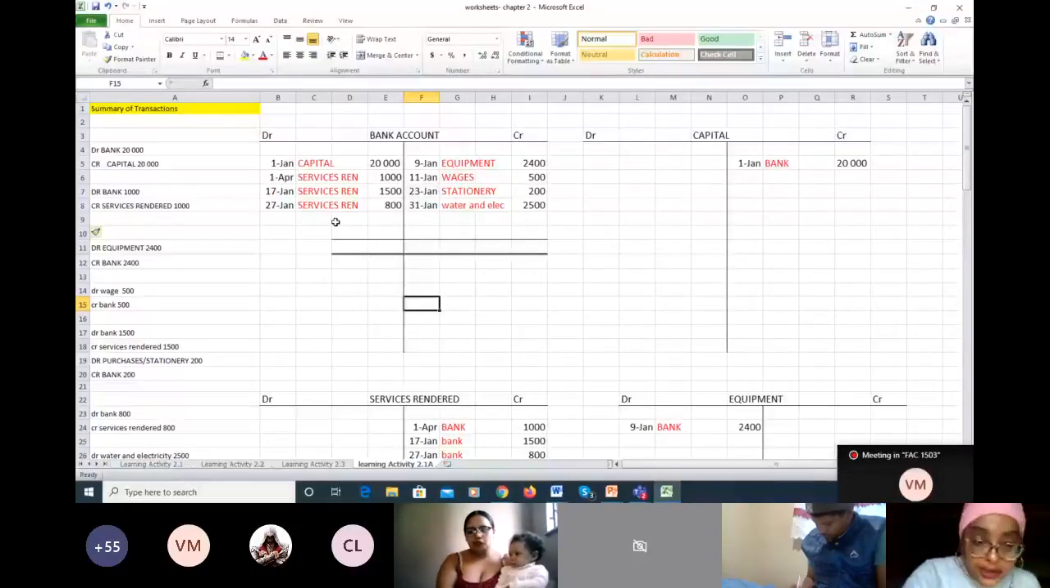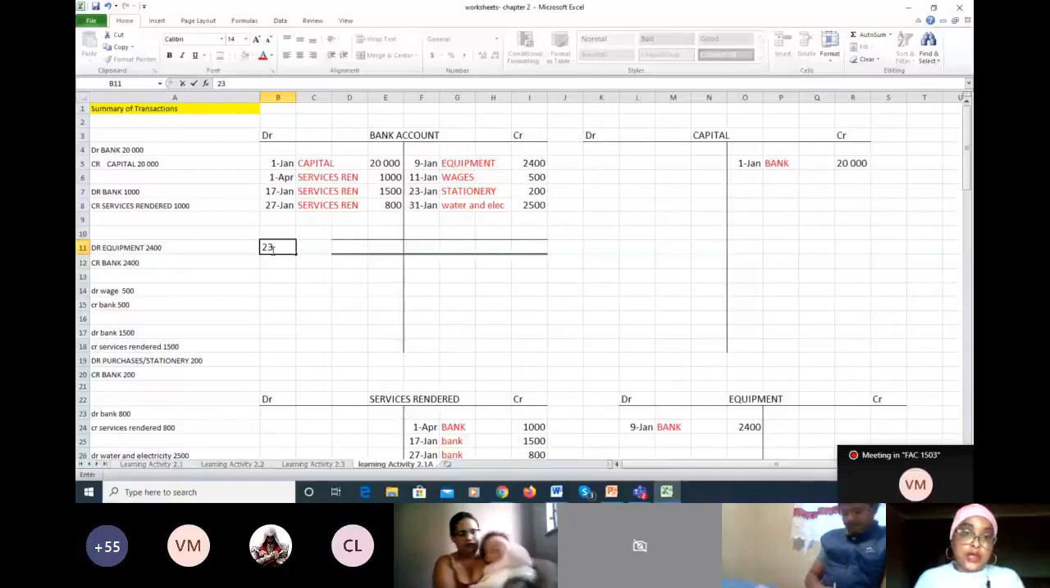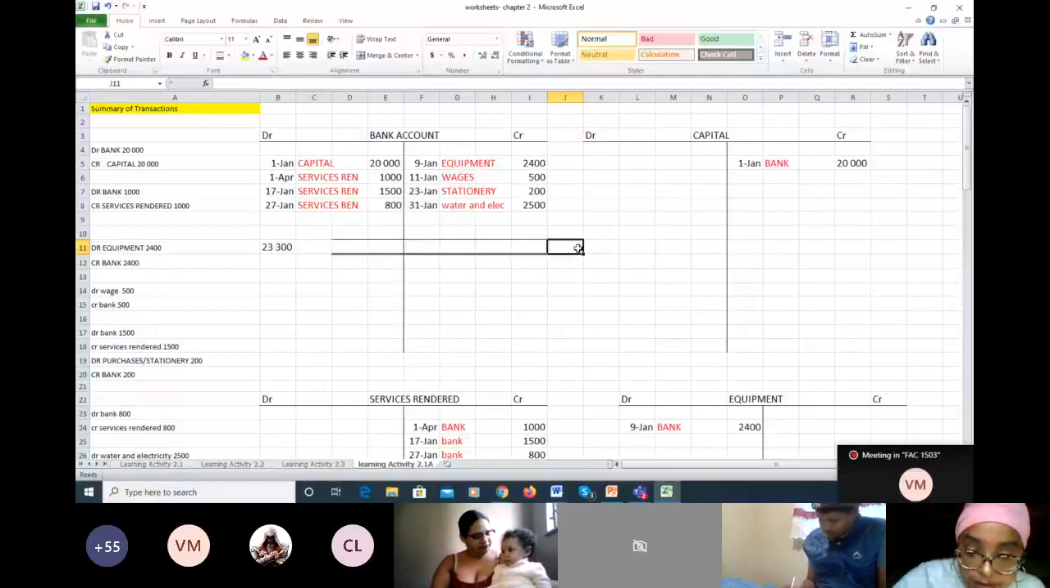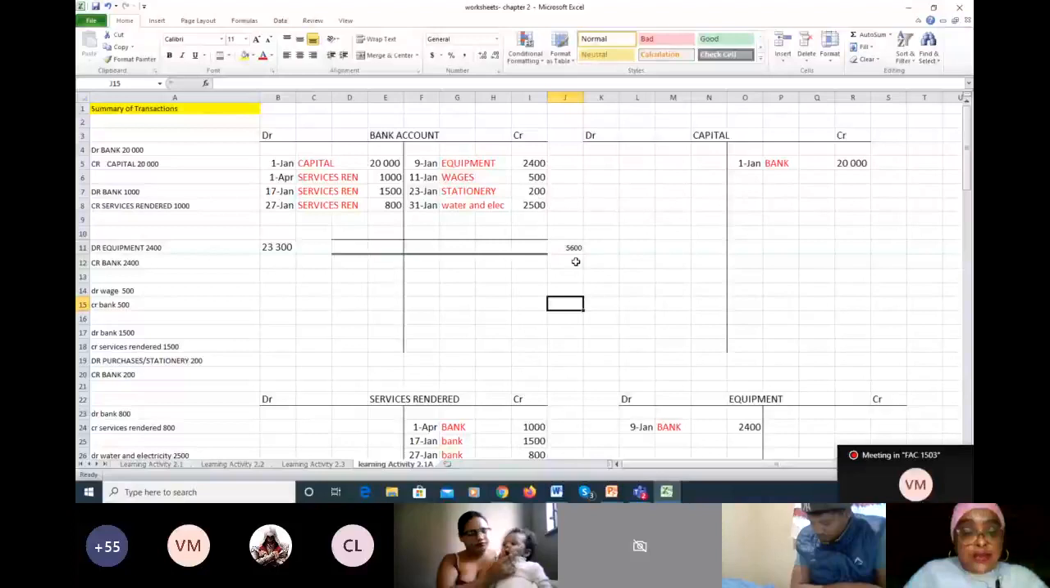This is now written in pencil. Then you add up the credit side of your column. So if I take 2,400 and I add my 500 and I add my 200 and I add my 2,500, I get 5,600. So you write that in pencil on the side of your page. Now I say 23,300 is higher than 5,600, so I'm going to enter the highest amount.